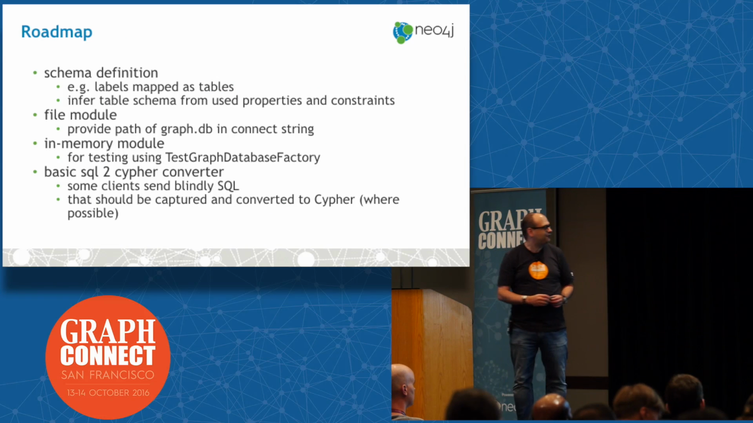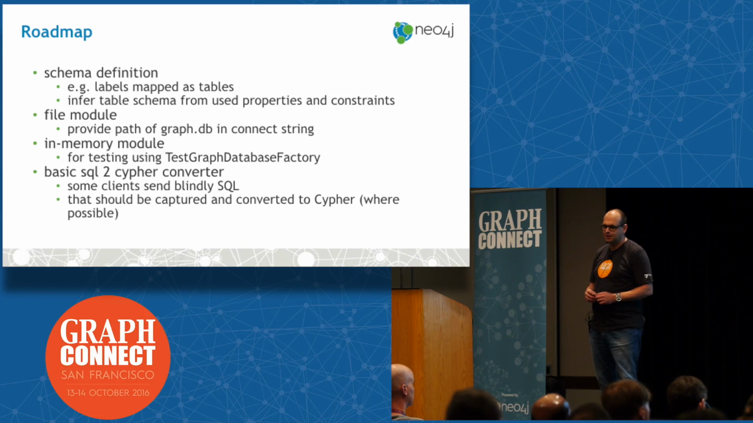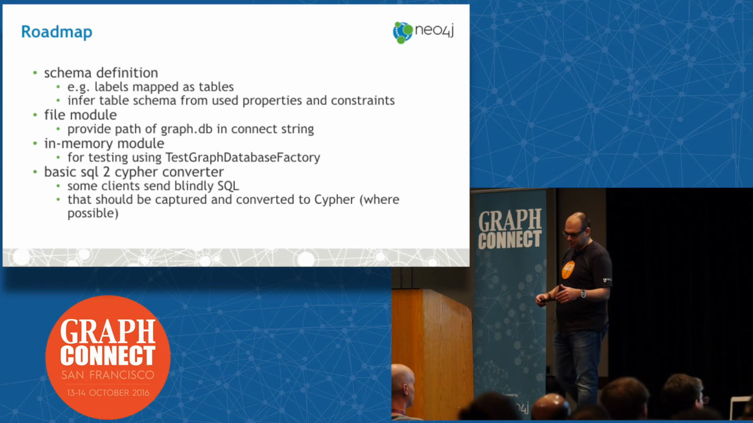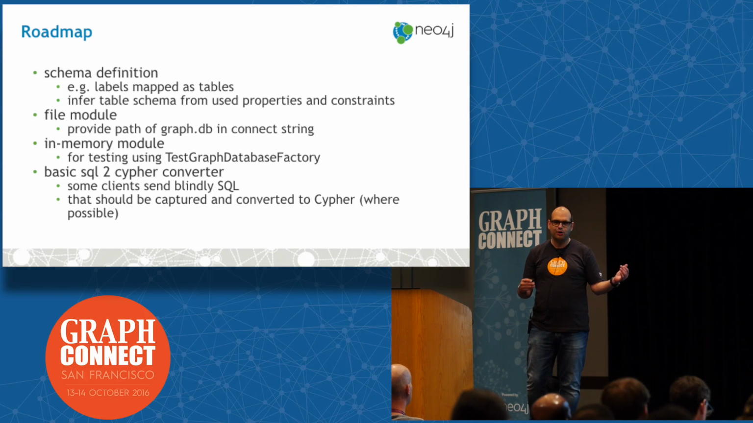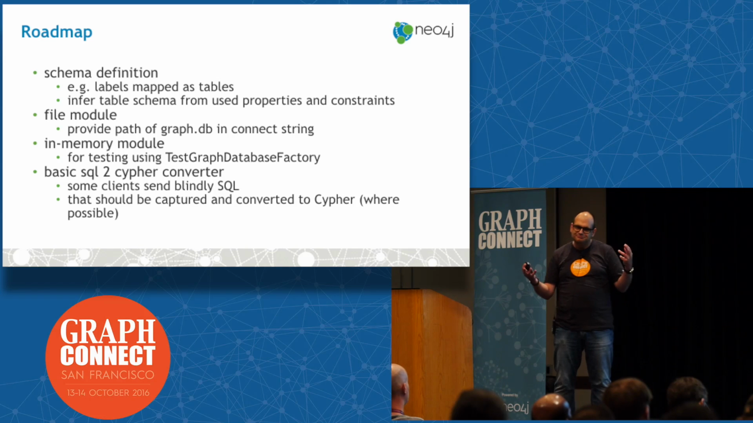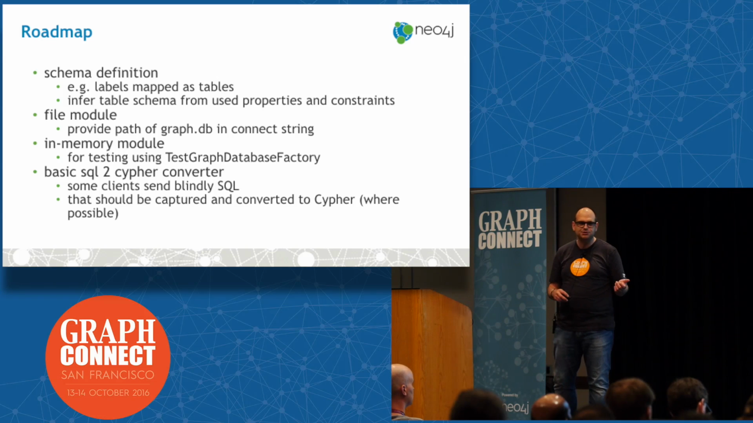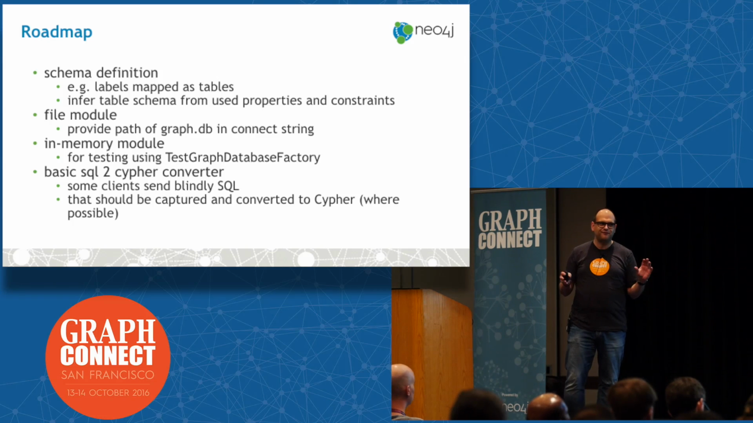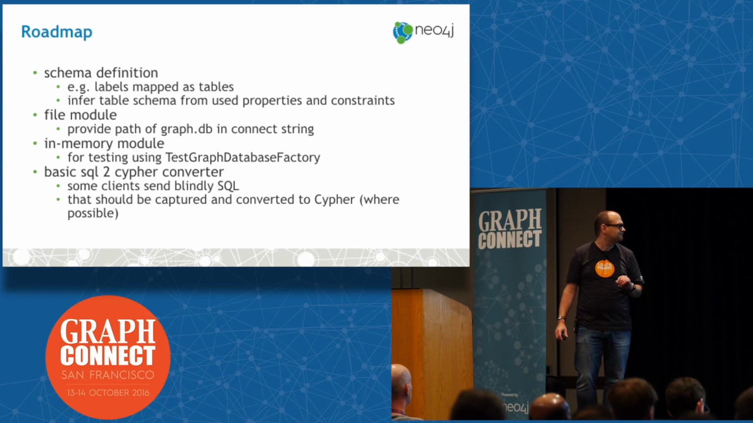Okay, so the roadmap for the future is, currently we don't have support for metadata. JDBC supports a call for listing all the tables. We want to mimic that to list all the labels, because label and table are somewhat similar. We also want to infer the table schema from the properties being used and the constraints that exist in the database. Of course, this can never be a full 100% match, but I think we can get close.